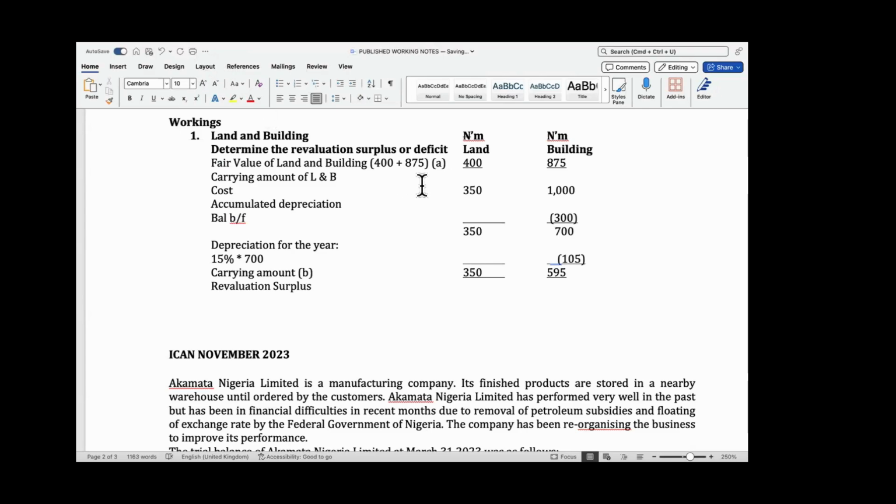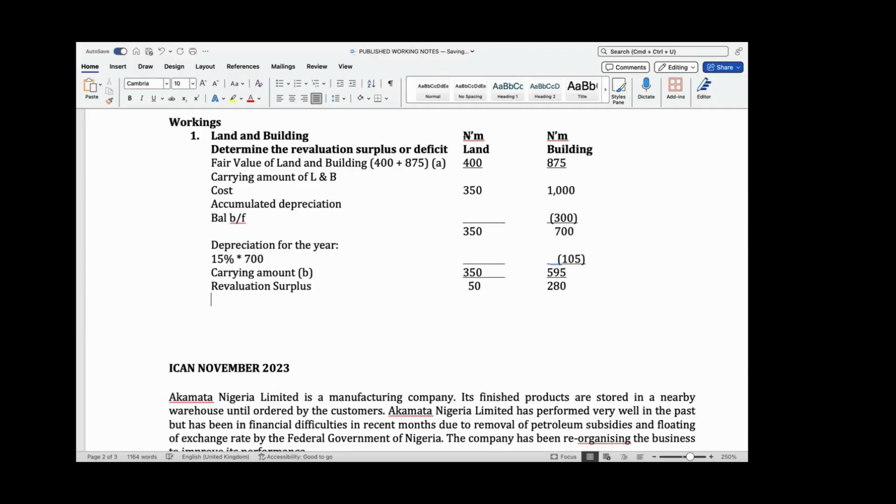For here is how much? It's 50, sir. Here is 50, and here is how much? 280, sir. So what's the total? Because there's no need separating. That's why I didn't want to. So just sum the two together. How much? 330. So this is what I actually need.